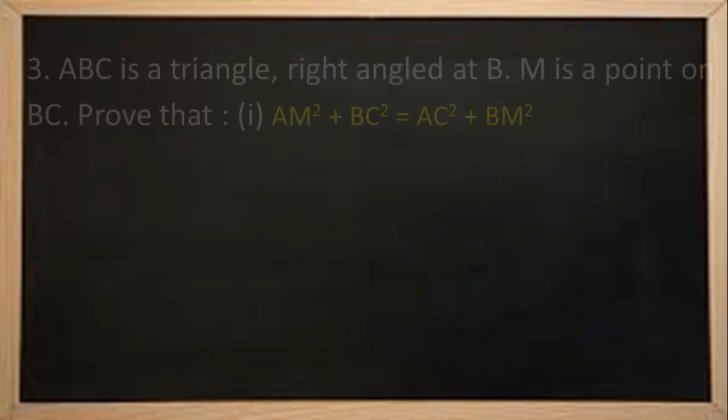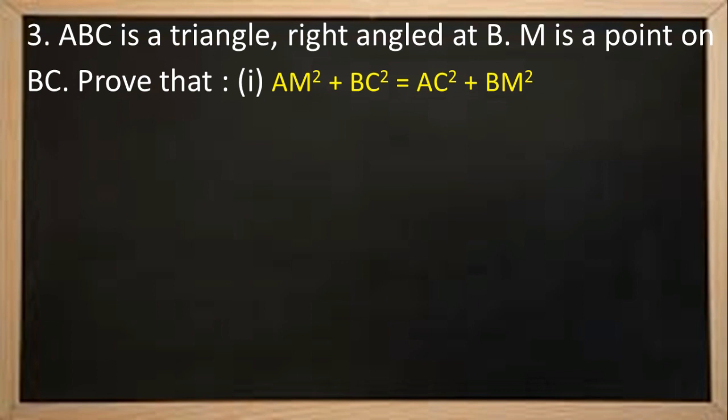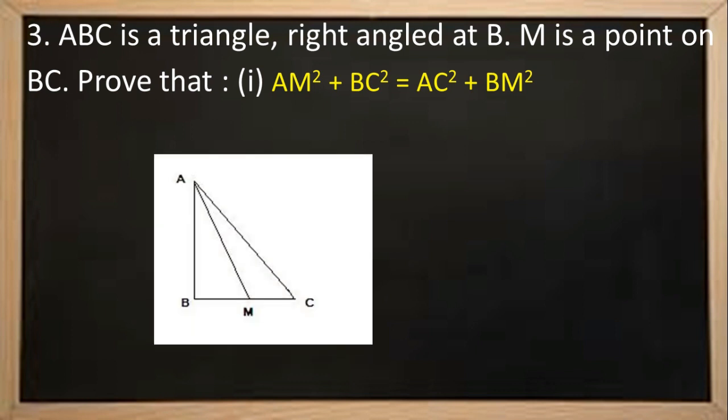Question number 3. ABC is a triangle right angled at B. M is a point on BC. Prove that AM square plus BC square is equal to AC square plus BM square. So we need to consider a right angle triangle ABC where it is right angled at B. So take a diagram here. ABC is a right angle triangle. At the point B, the angle is 90 degrees. M is just a point on BC. It is not said as perpendicular. Please make a note of it, children. M is just a point here which is on BC.